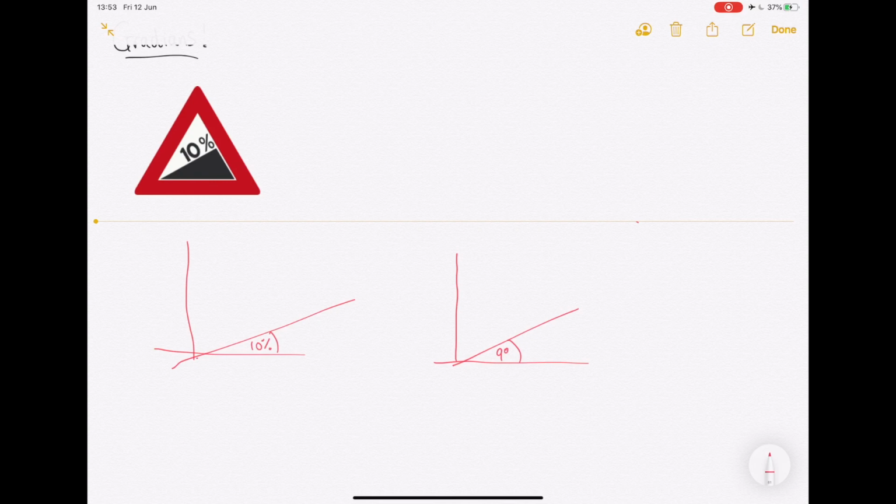And if we're doing it in radians, well, we know a right angle is pi over 2. And if we take a tenth of this, this is going to be a tenth times pi over 2, which is pi over 20. So how we choose to measure angles is up to us. We could use degrees, we could use radians. If we want to, and they chose to on the road signs, they could use gradients. But in some subsequent lessons, we're going to see why radians are a smart choice.